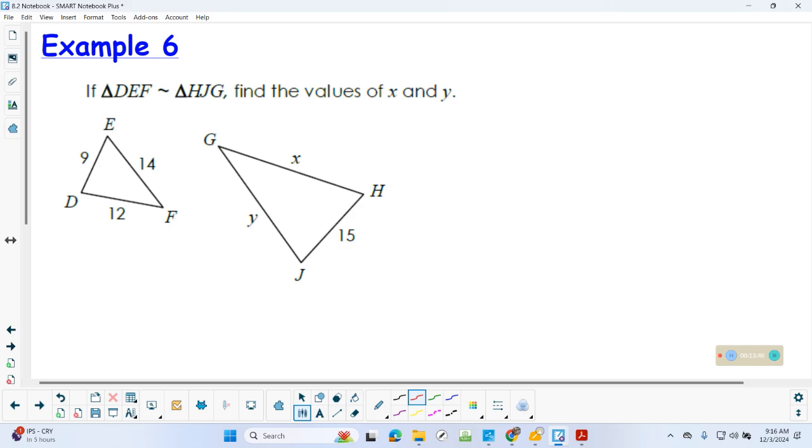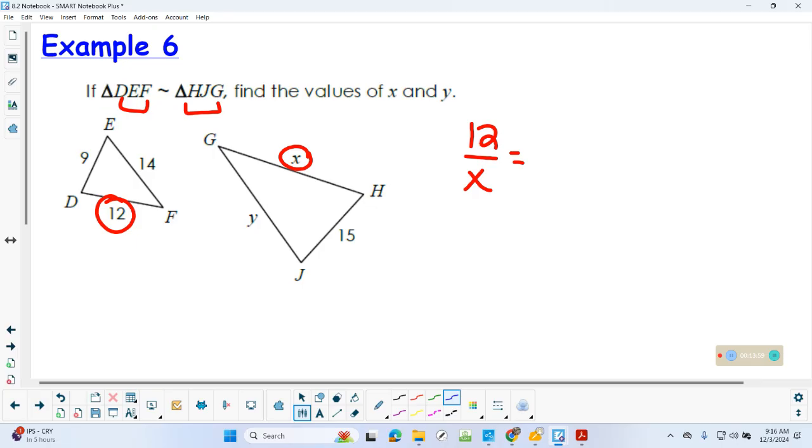I'm going to do x first. So I see x is over here on HG. So I'm going to start with that guy. HG corresponds to what side on the other triangle? DF. All right, so DF, here we are, 12. So I'm going to do 12 over x.